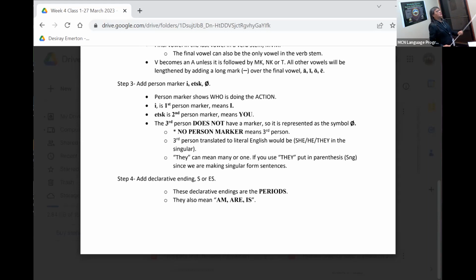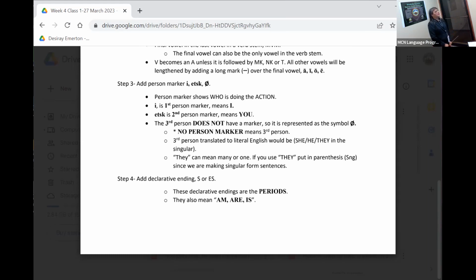The third person translated to Little English would be he, she, they, and it in the singular tense. They can mean many or one, but if you use they in what we're writing, that should probably be the last week that we're going to use they. Then you put it in singular, knowing that we're using one person, they. They dropped this off for our potluck. And you know it's one person. Somebody dropped off the corn. They dropped off the corn. So you know it's a singular person. Since we are making singular form sentences, you can put parentheses, ing.